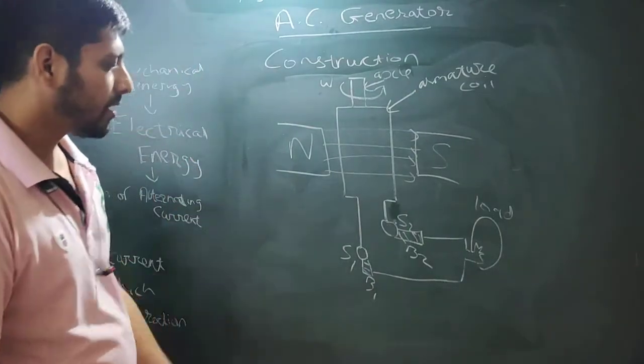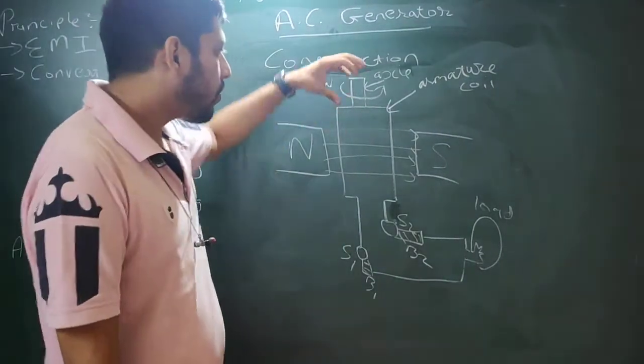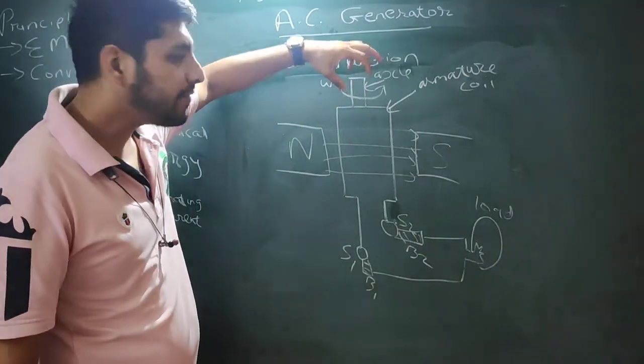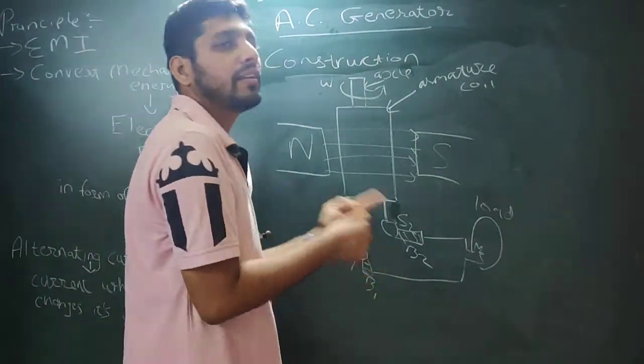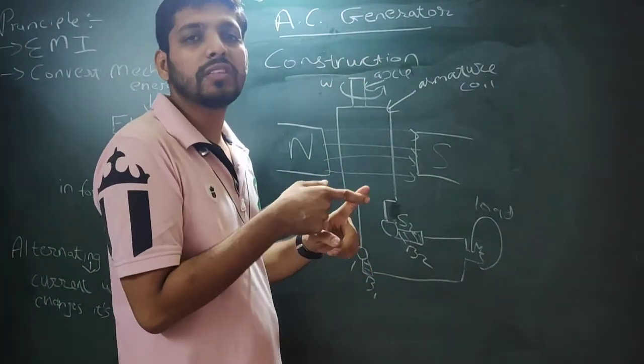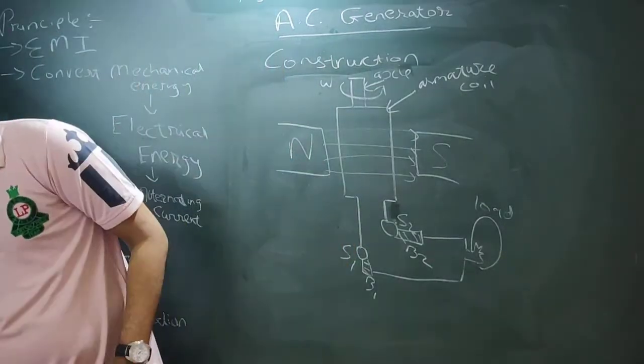I hope this much is clear. Now we'll come back to S1 and S2. What are the slip rings? If this coil keeps on rotating, what will happen? These wires will get interconnected, they will get entangled in each other. So in order to avoid this, what is done?